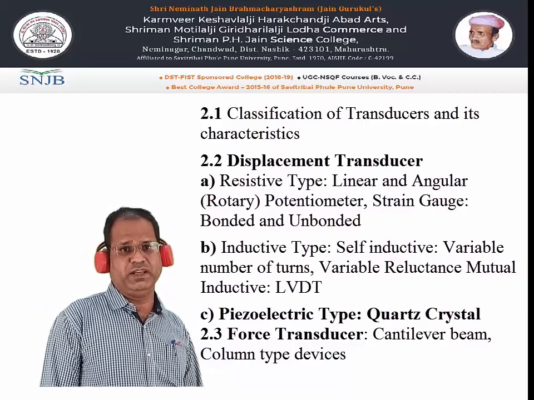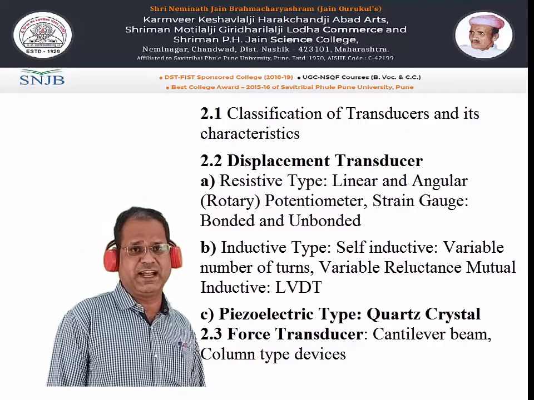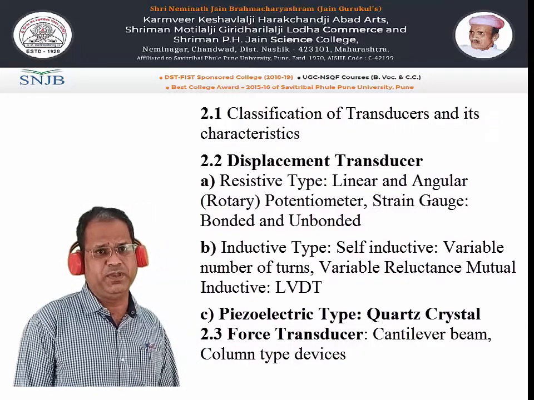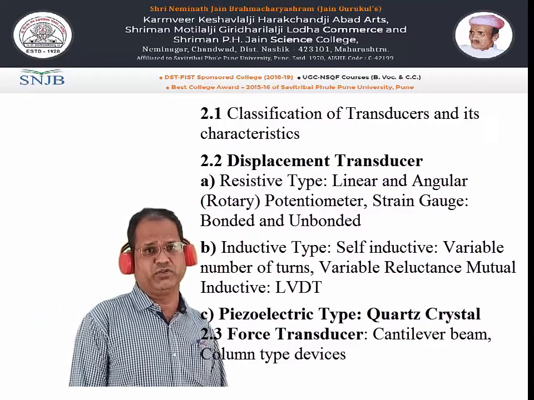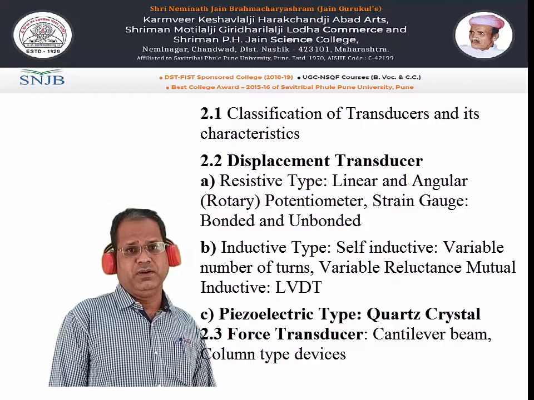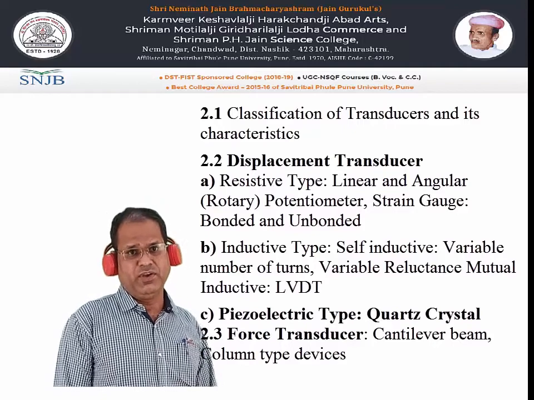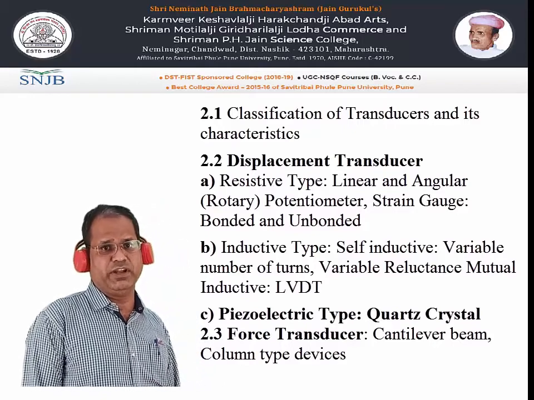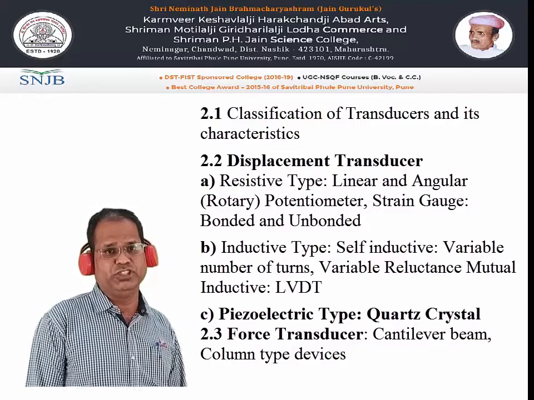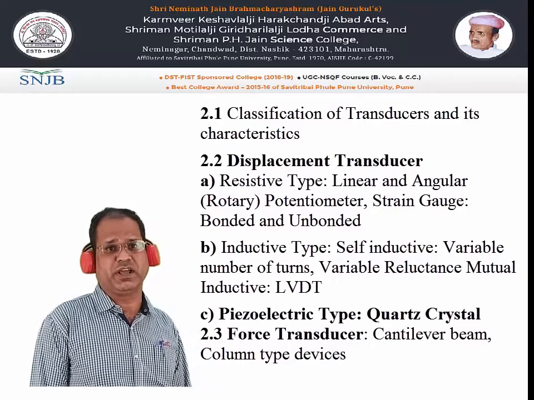In resistive type, there are linear and angular type potentiometers. Then strain gauges, there are two types: one is bonded type strain gauge and another is unbonded type. Then we have to go for the inductive type. In inductive type, there is self-inductive type, and there are variable number of turns, variable reluctance, and mutual inductive types, which is LVDT. Then the third type, which is piezoelectric type of transducers, which consists of quartz crystal type.